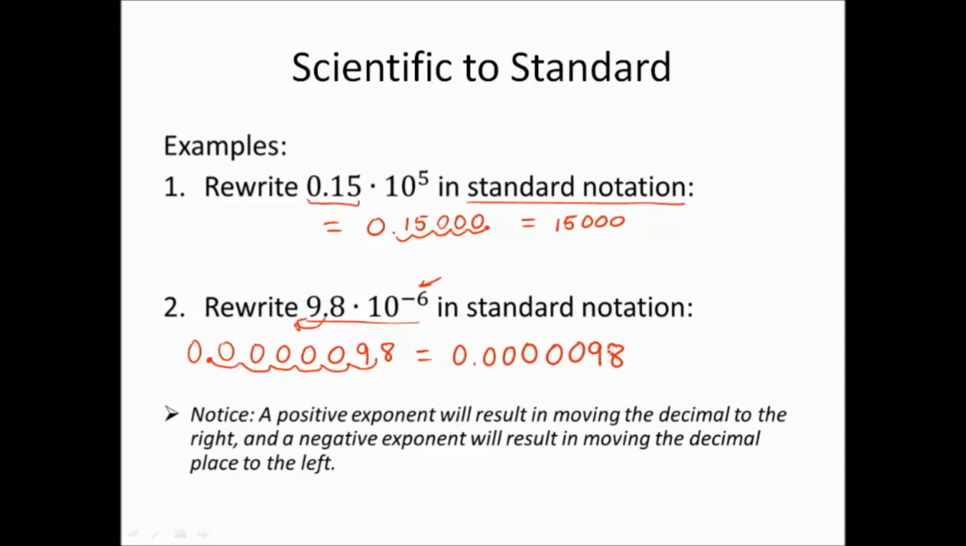0.00000098. So you'll notice that positive exponents result in moving the decimal to the right, negative exponents result in moving the decimal to the left. That's when you're converting from scientific notation out into standard notation.